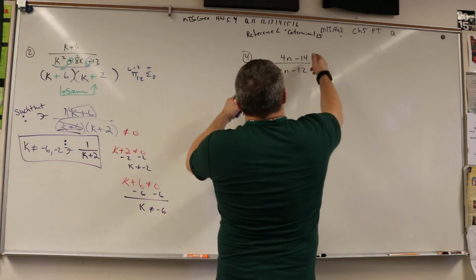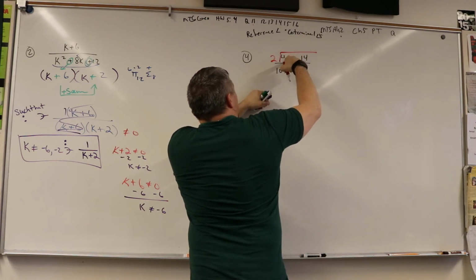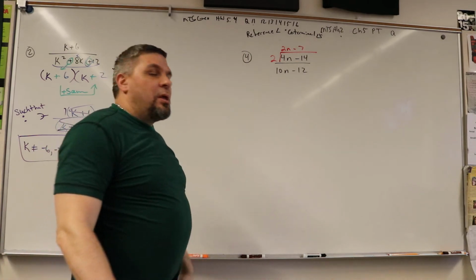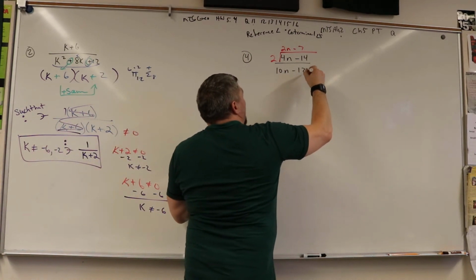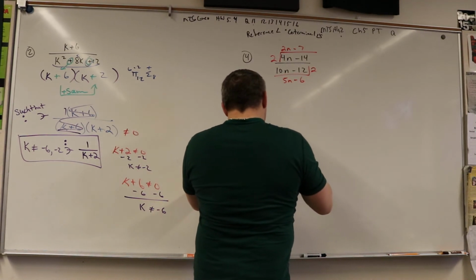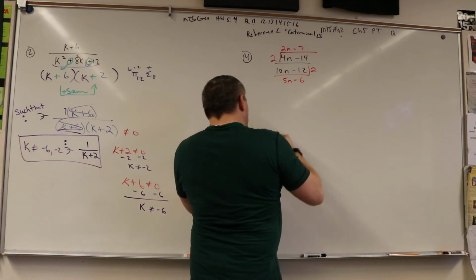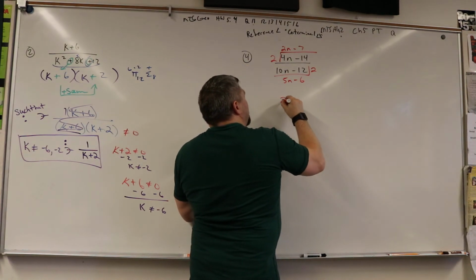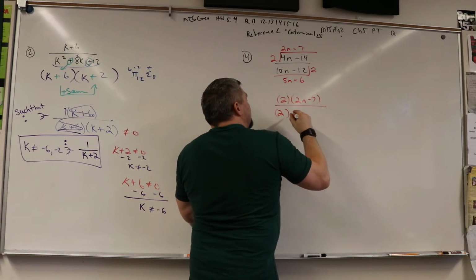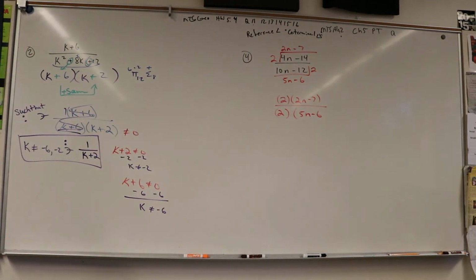Alright. What goes into 4 and 14? 2. How many times? 2 and 7. Good. What goes into 10 and 12? 2. How many times? 5n minus 6. So what we have here is 2 times 2n minus 7, divided by 2 times 5n minus 6, correct?